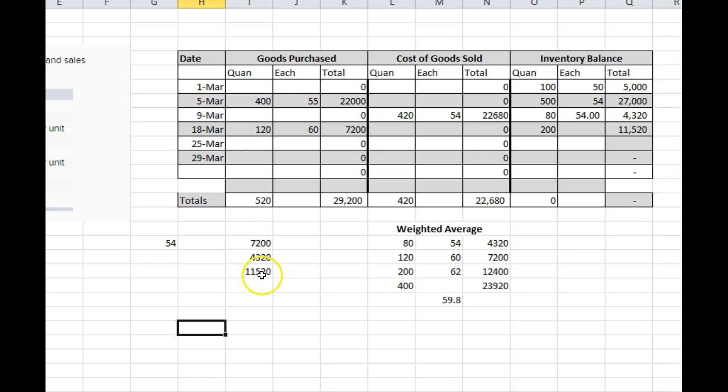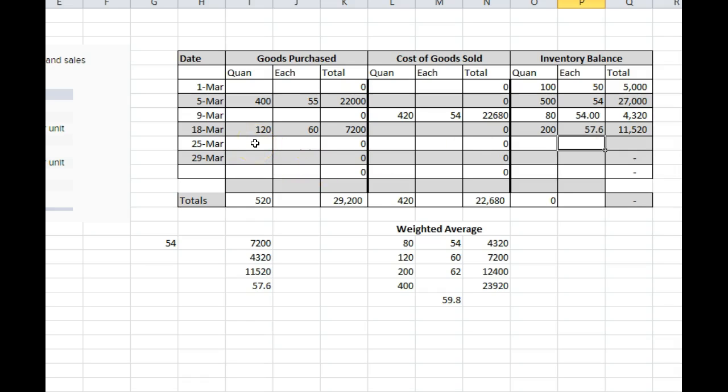Now, what's my cost per unit? Well, I have to take that 11,520 and divide it by the number we have in stock, and that gives me 57.60. So this is my new inventory overall value, and this is my per unit cost.